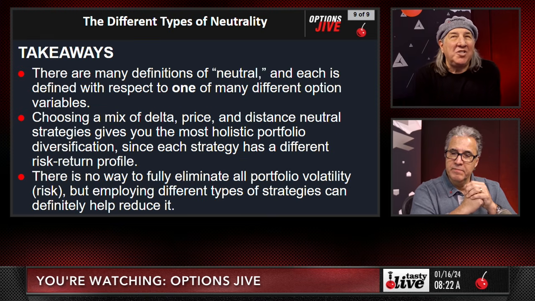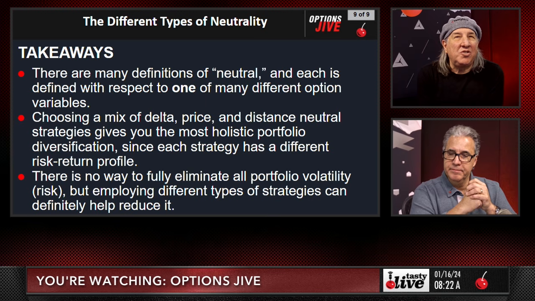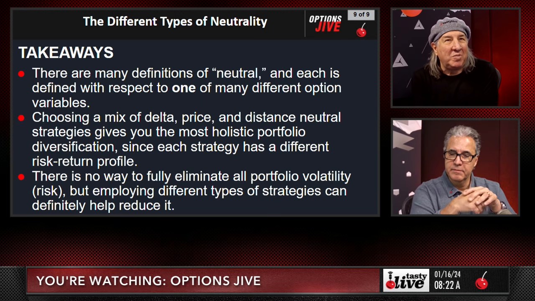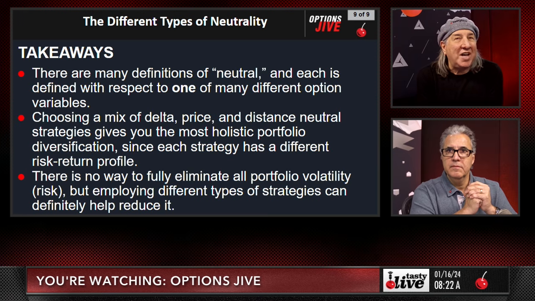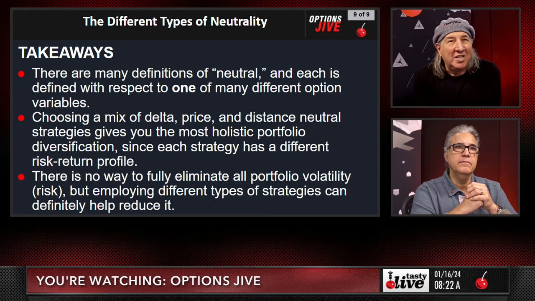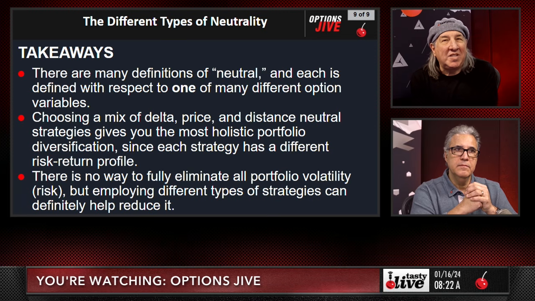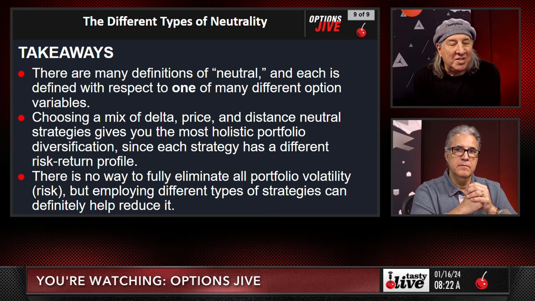There are many definitions of neutral, and each one is defined with respect to one of the many different option variables. Choosing a mix of delta, price, and distance, neutral strategies can give you the most holistic portfolio diversification since each strategy has a different risk-return profile. And there is no way to fully eliminate all portfolio volatility, but employing different types of strategies can definitely help to reduce it. And like this segment says, Tony and I use all three of these methods almost every single day in almost all of our trades.